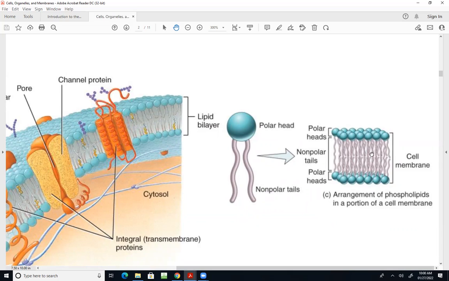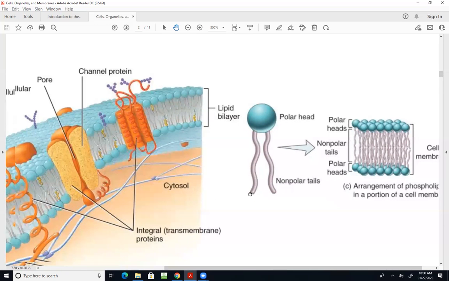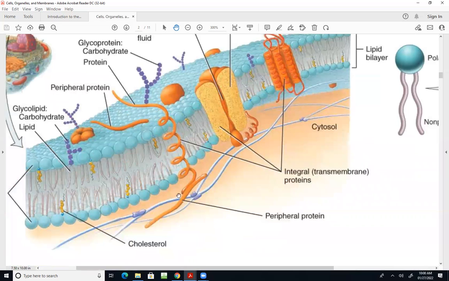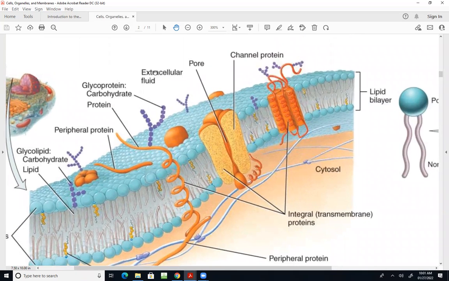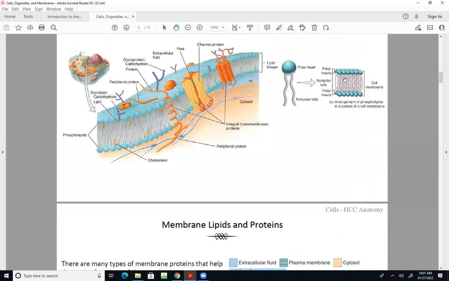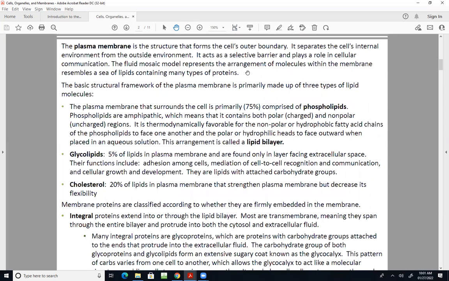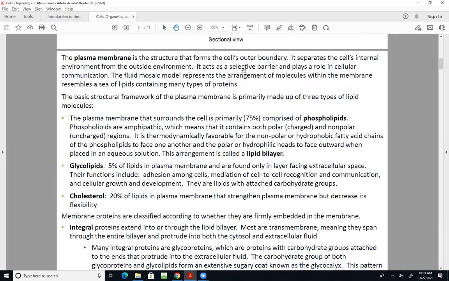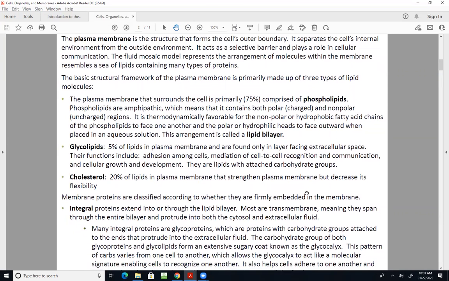What you see is the polar heads are pointing in opposite directions, whereas the tails are pointing together. And the reason that the polar heads point in opposite directions is because on the inside of the cell is a fluid that we're going to talk about here in just a second called cytosol, which is predominantly water. And on the outside of the cell is a fluid called extracellular fluid, which is predominantly water. So the heads point where the water is, and the tails point away from the water in the center. And that accounts for a big reason why the plasma membrane has this ability to act as a selective barrier.